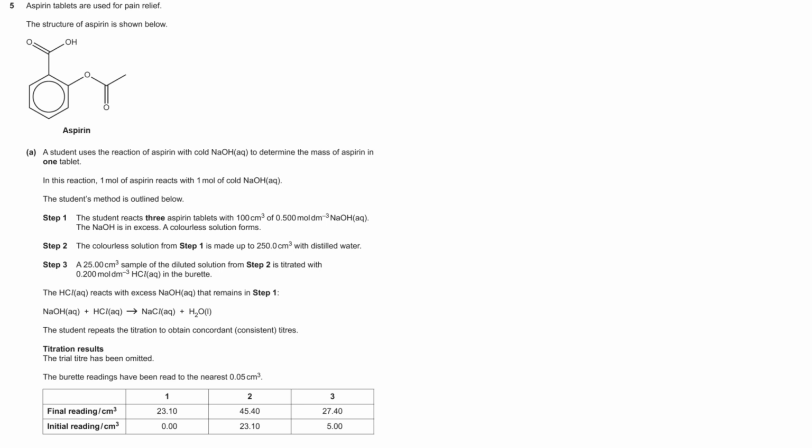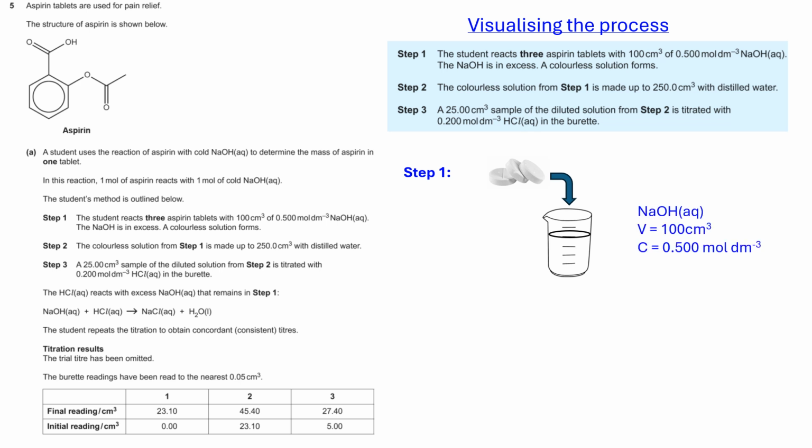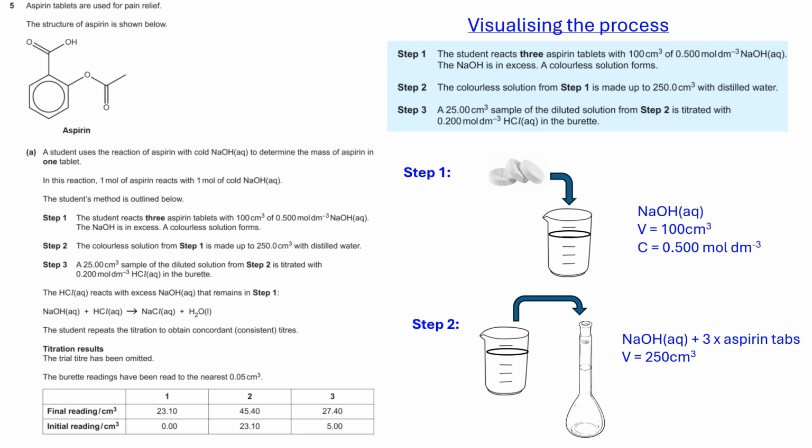So it gives a description of what the student does in their method. So let's have a look at that first and visualize the process. So the student reacts 3 aspirin tablets with 100 centimeter cubed of 0.5 mole per decimeter cube sodium hydroxide solution, which is in excess, and a colourless solution forms. So in step 2, the colourless solution from step 1 is made up to 250 centimeters cubed with distilled water. So this time it's got 3 aspirin tablets dissolved in it.